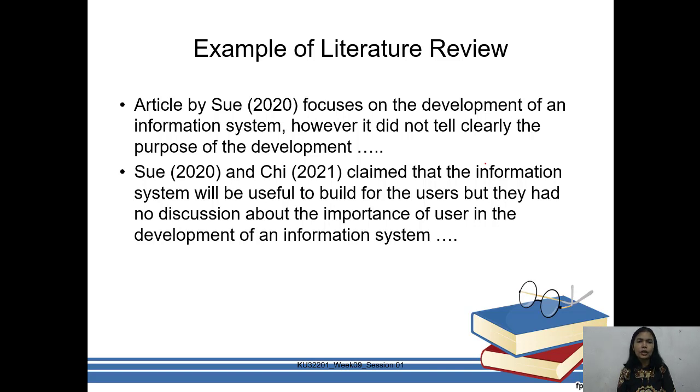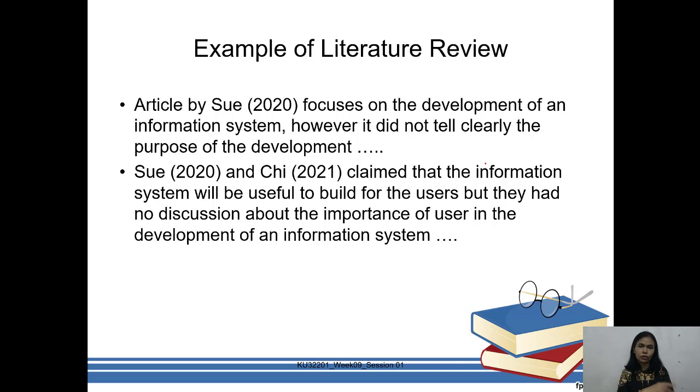So for example, Su 2020 and Chi 2021 claim that the information system will be useful to build for users, but they had no discussion about the importance of user in the development of an information system. Why user is necessary in the information system development is not clearly explained in this article. So something like that. Okay.